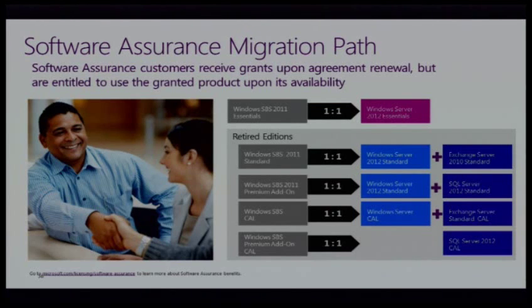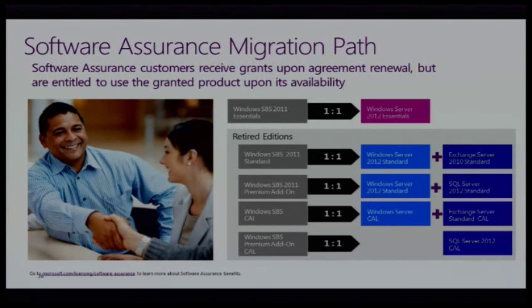Customers with active software assurance at general availability of Windows Server 2012 received equal or greater value than what they previously had. Let's walk through each transition. Customers that had one license of Windows SBS 2011 Essentials received one license of Windows Server 2012 Essentials. You will notice that as part of our simplified model, some editions have been retired. Customers that had Windows SBS 2011 Standard received one license of Windows Server 2012 Standard Edition for each license and one license of Exchange Server 2010 Standard.